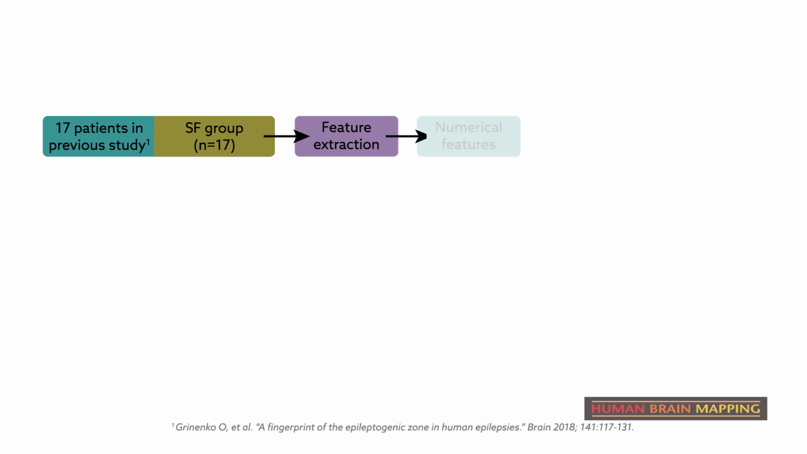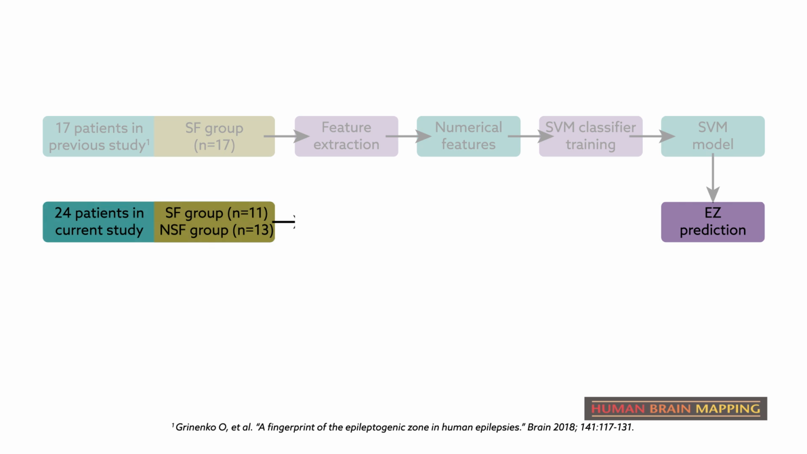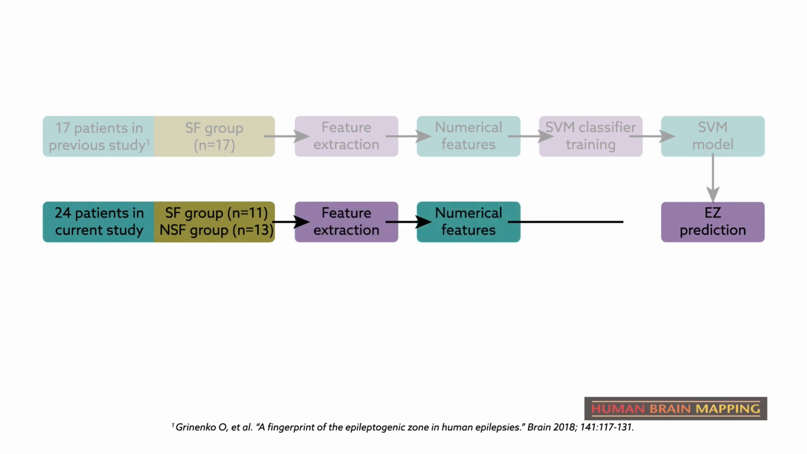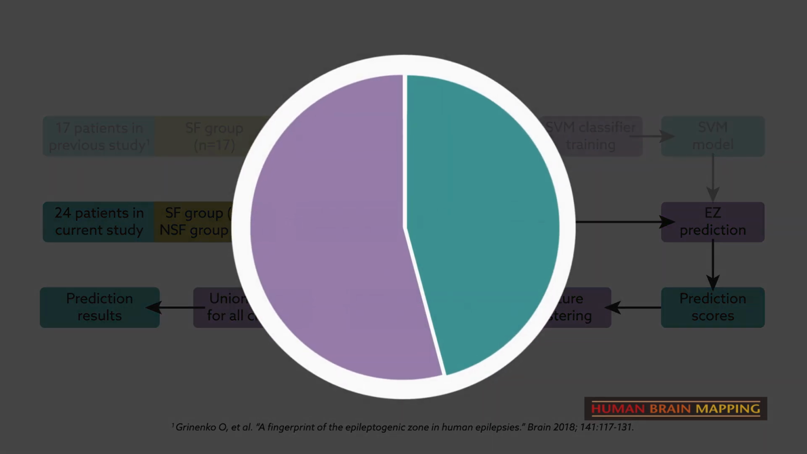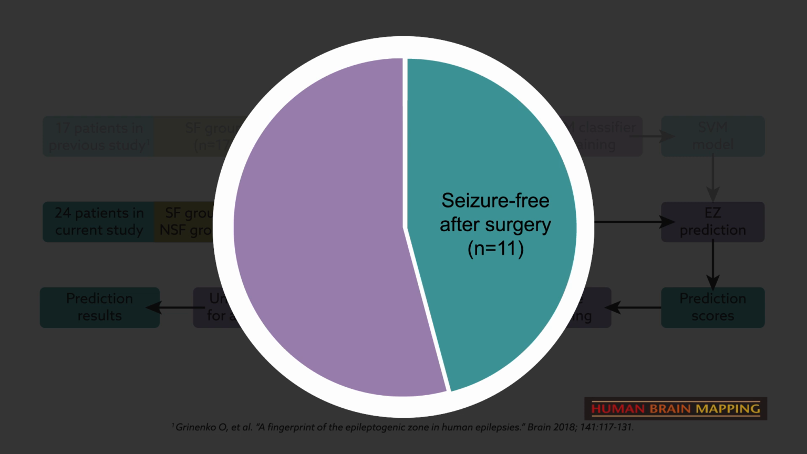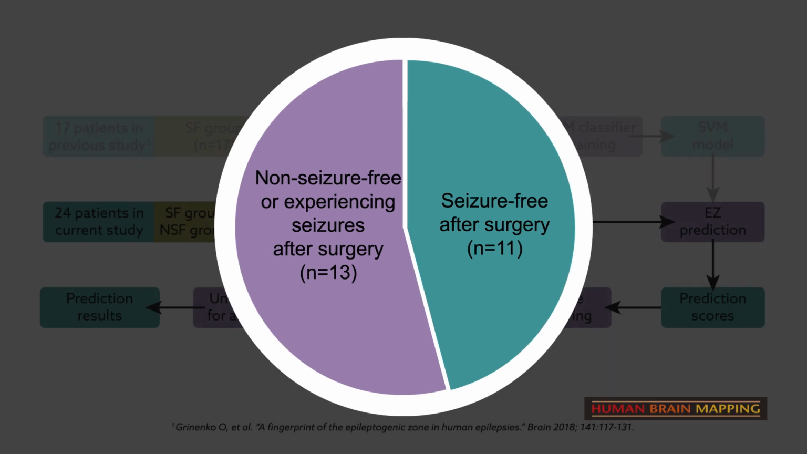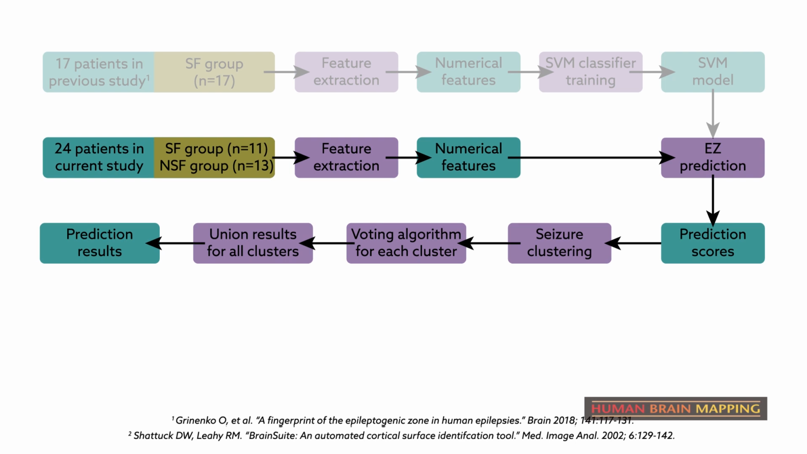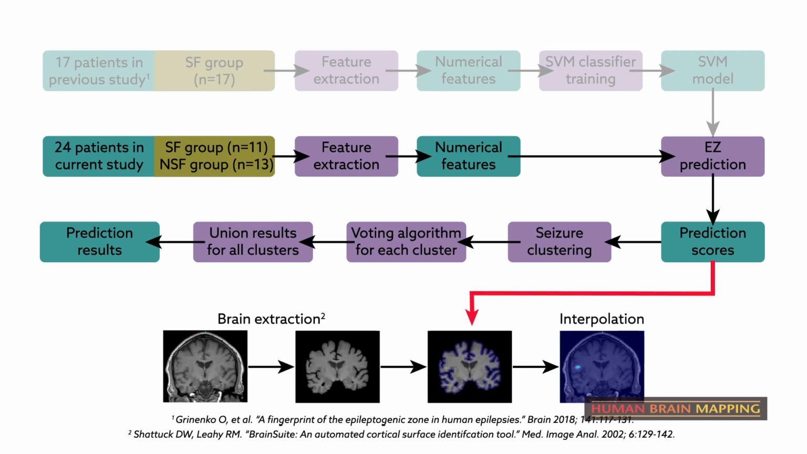First, the authors trained a machine learning program to predict how likely a certain brain area would be part of the EZ, using SEEG data from their previous study. Then, this model was applied to the SEEG data of a new batch of 24 patients, where surgery had been performed and part of their brain was removed. Of the 24 patients, 11 had become seizure-free after surgery, and the remaining 13 were non-seizure-free or experiencing seizures after surgery. Finally, the results from the model, which predicted the likelihood that an area was within the EZ, were mapped into MRI scans of the patients' brains.